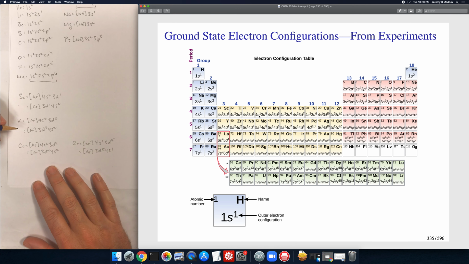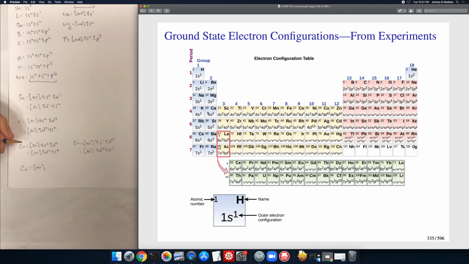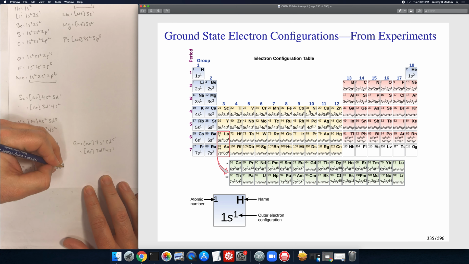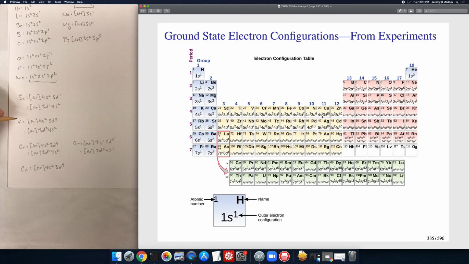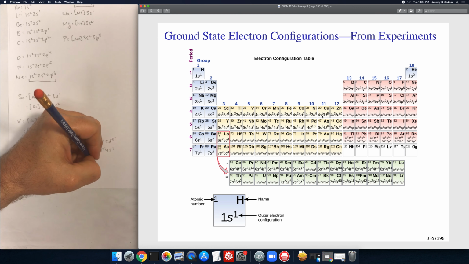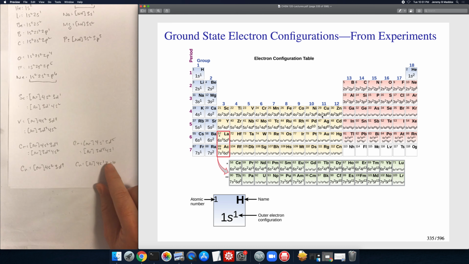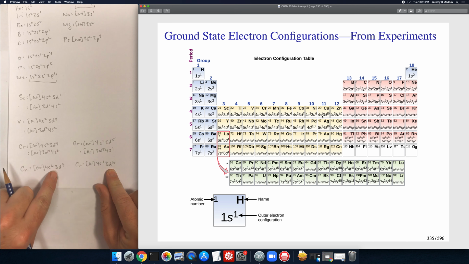Another exception, I believe, would be copper. So copper would have an argon core, according to the Aufbau principle, and then it would have a filled 4s2, and then you would have 3d9, 9 electrons in the d block. But if you look at the experimental, it's argon core, 4s1, 3d10. A completely filled d subshell seems to be preferable to a completely filled 4s subshell. And that's just the way it is.